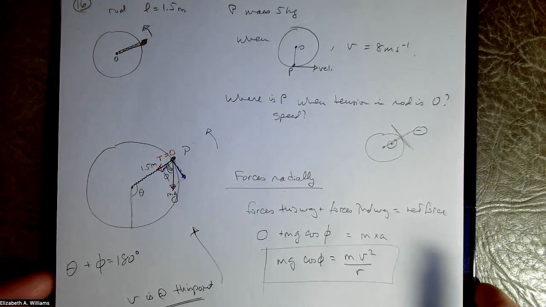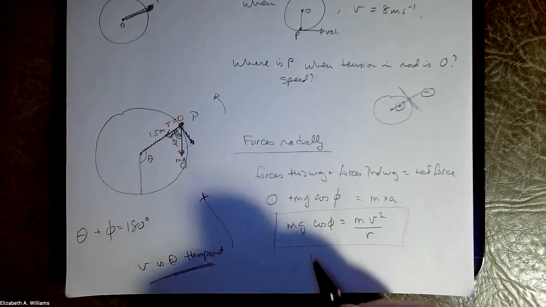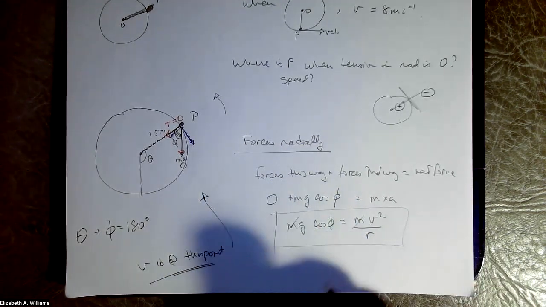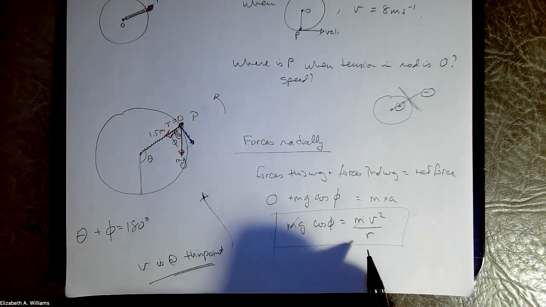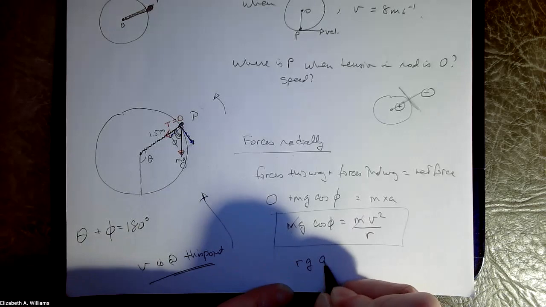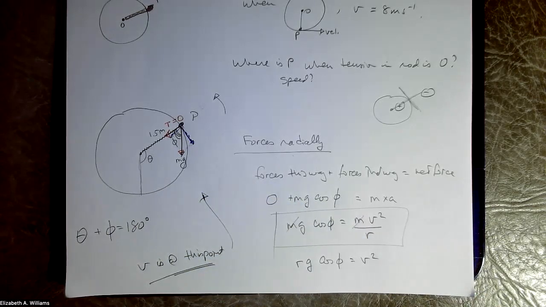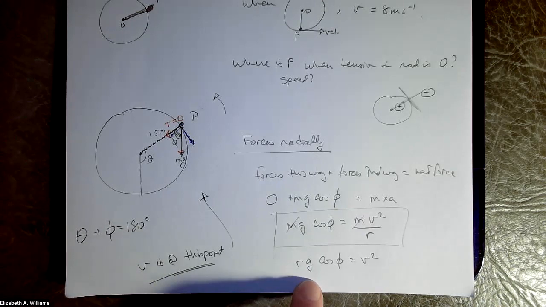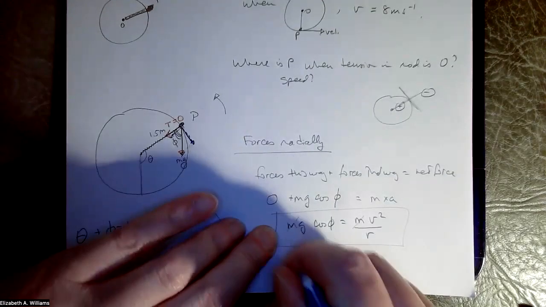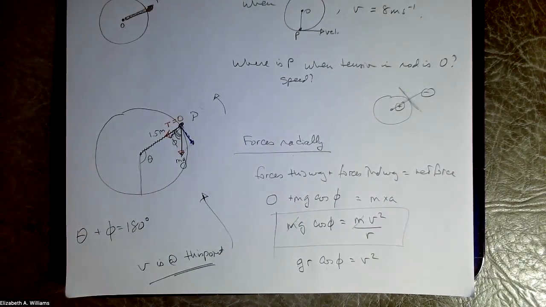I do have to think about where I want to take zero height. By the way, if you spotted that the m's cancel out here, good for you. Well then, if you multiply up by r, I guess you've got rg cosine phi equals v squared. And maybe that's just a little tidier to say. You could have written it the other way and said grr. You know what? Let's growl. Physics is hard. Grr, cosine phi is v squared.